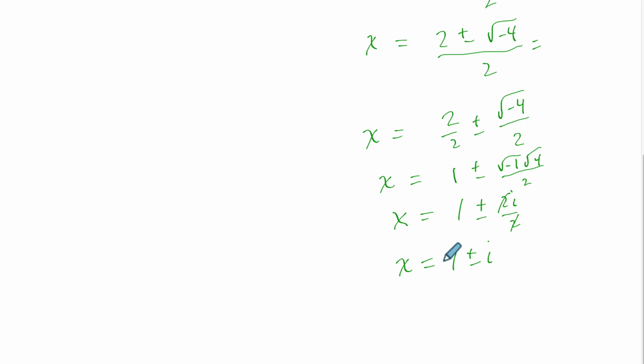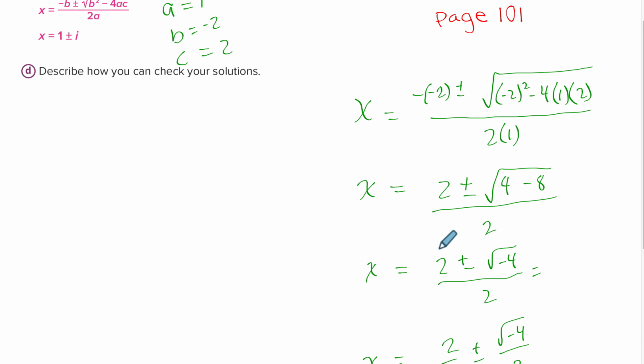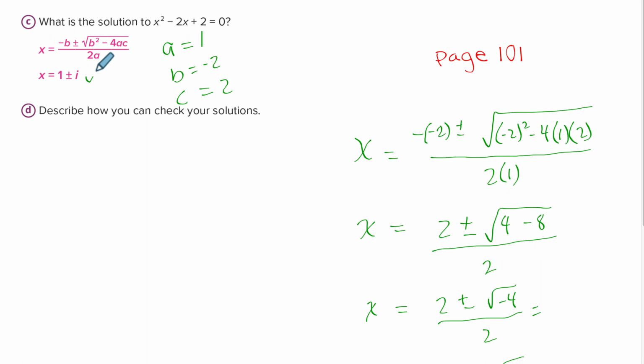And that is our final solution here. 1 plus or minus i. That's going to be the solution. It's 1 plus i and 1 minus i. That's what we get for our answer right here as we had before. Make sure you work all that out.